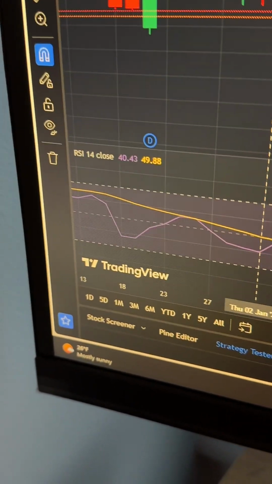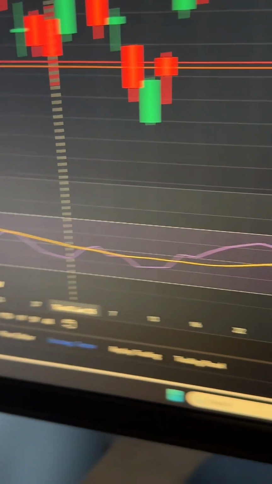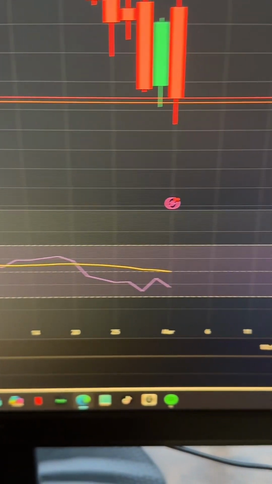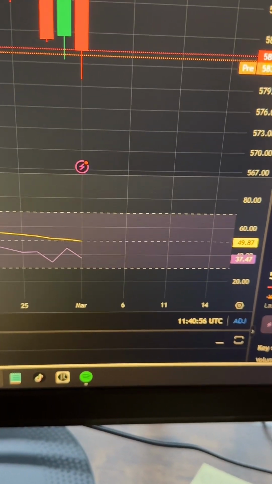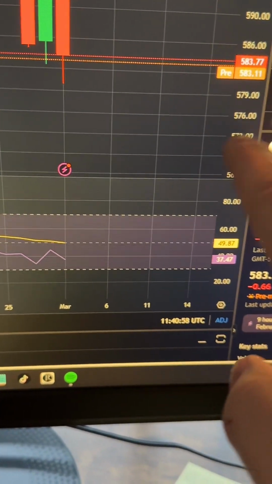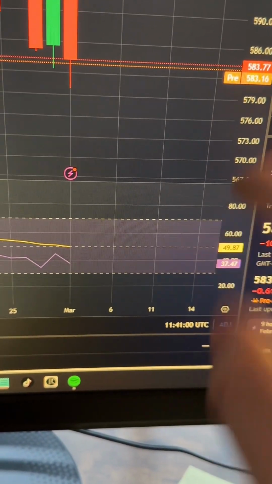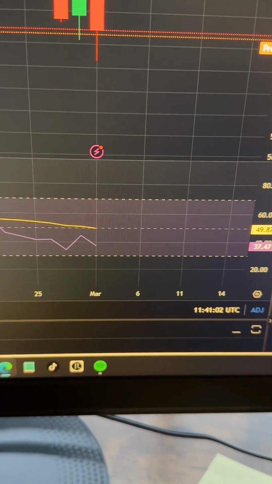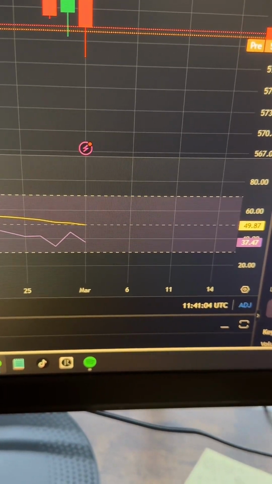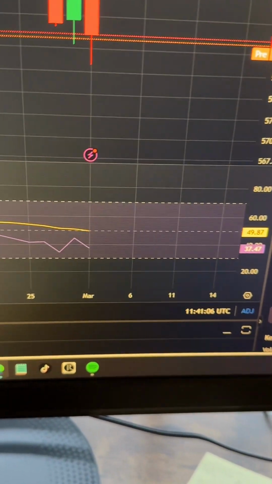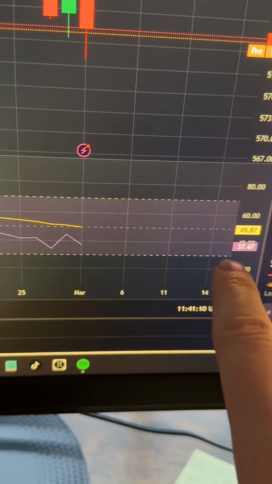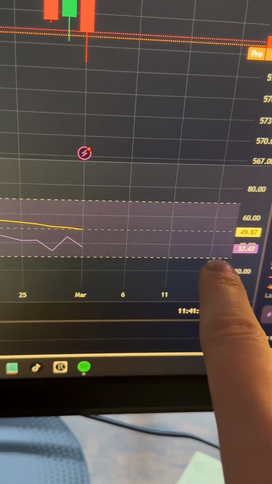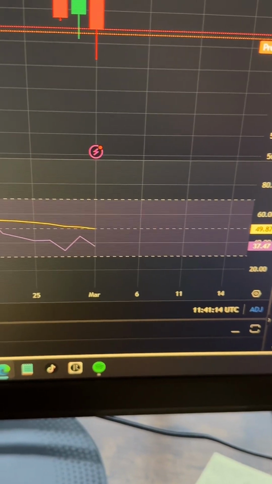Now, I want you to treat the RSI as a temperature gauge for stocks. Okay. Now, the way it works is anything above 70, this line right here, means that the stock is technically overbought. And opposite to that, anything under 30, which is this line right here, means that the stock is oversold.